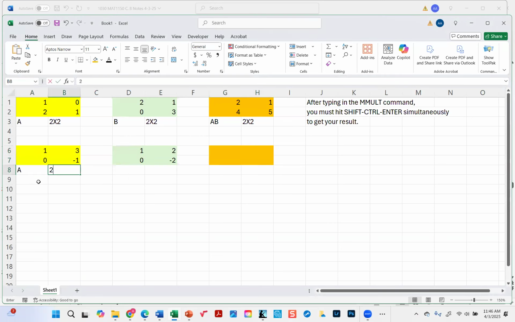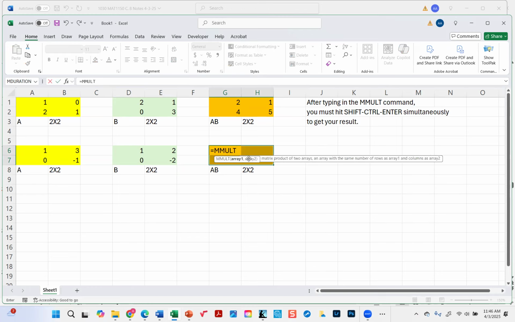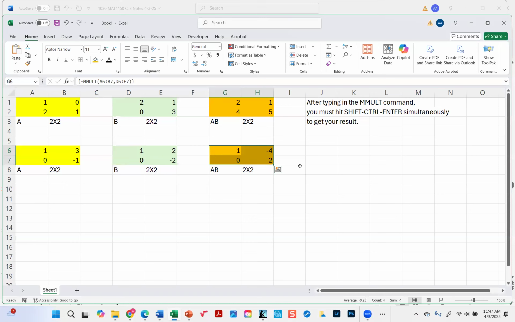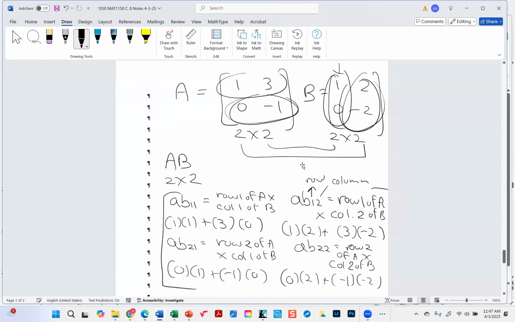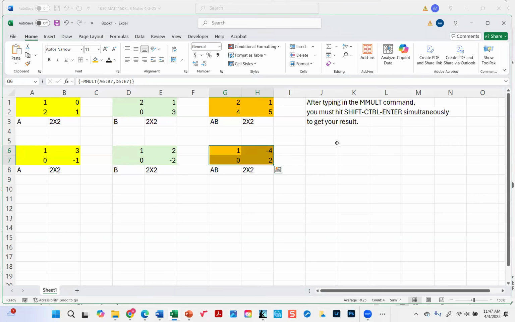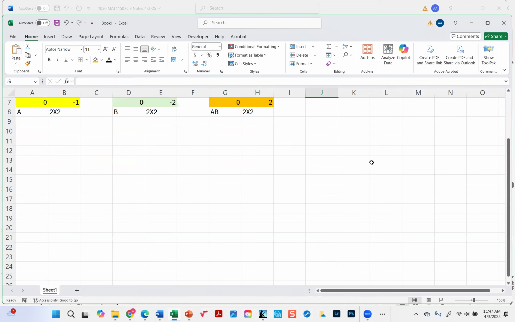And again, A is 2 by 2, B is 2 by 2. AB is also, in this case, 2 by 2. So again, we select the whole thing, equals MMULT. By the way, Excel calls them arrays, as opposed to matrices. Array is a more general term, but it means the same thing. So once again, Shift Control Enter. So did we do it right? 1, -4, 0, 2. Here we are. Must have done it right. How do you like that? Wow.